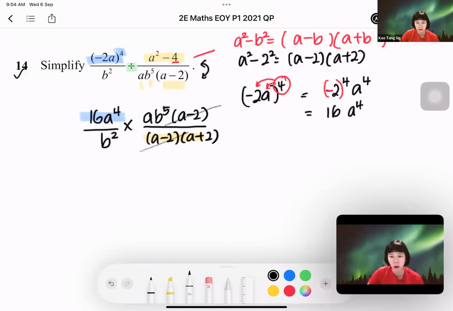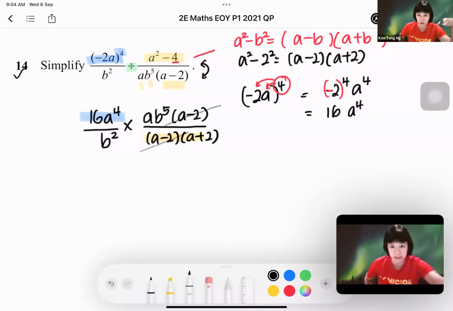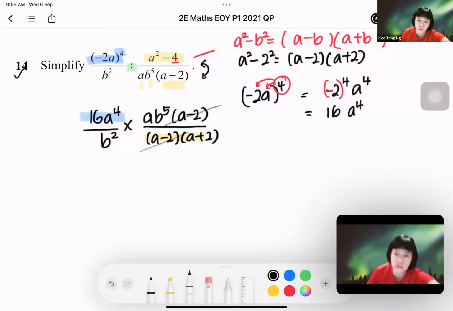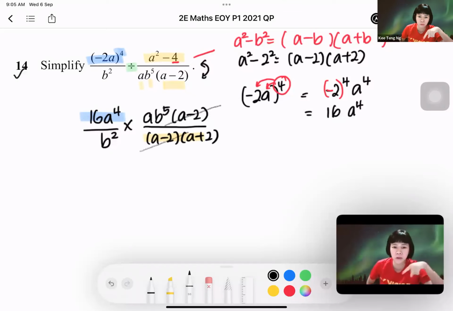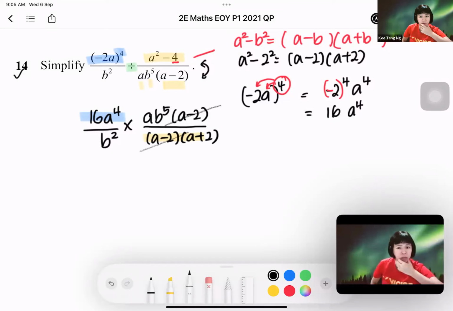Now, during your exam, when you do your working, please write neatly so that the teacher won't think that you're just cancelling out the working. This one has 1 mark in the working, for the factorization showing that you know how to factorize. So you need to show the working neatly so that they can give you the marks.